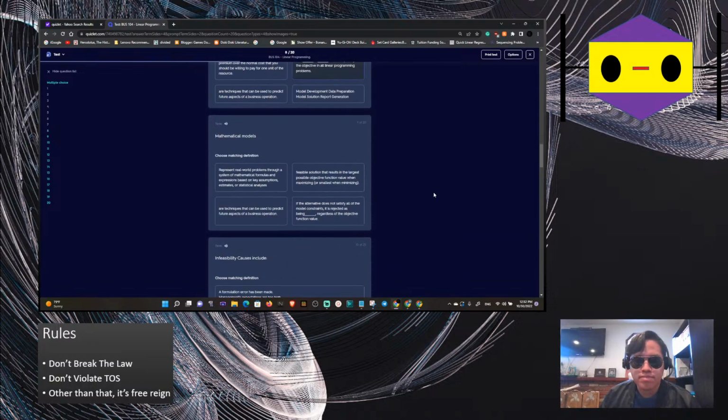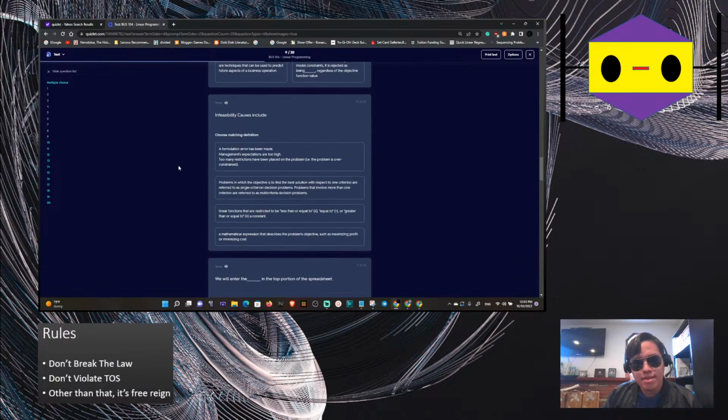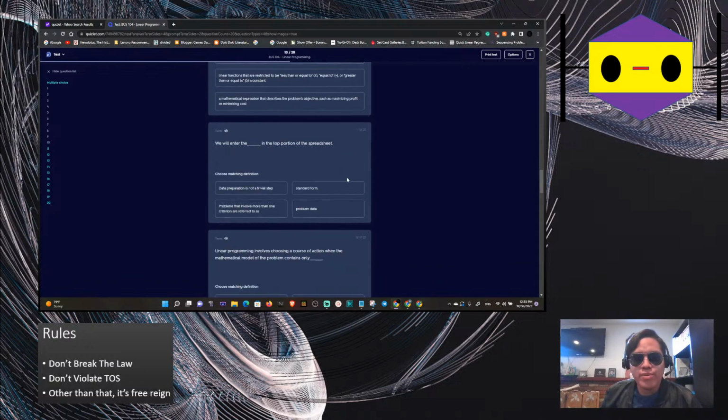Mathematical models represent real world problems through a system of mathematical formulas and expressions based on key assumptions, estimates, or statistical analyses. Yeah, this one. Infeasibility causes include error, malfunction, management expectation too high, too many restrictions have been placed on the problem. So A. Yeah, A. We will enter the blank in the top portion of the spreadsheet. What do you enter in that? Top portion. C. Problem data.